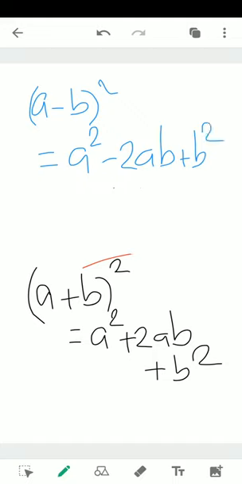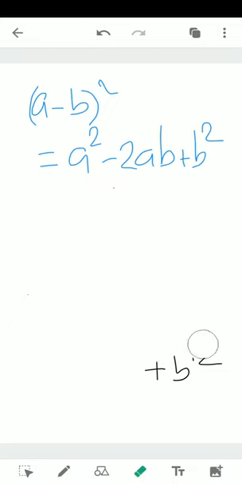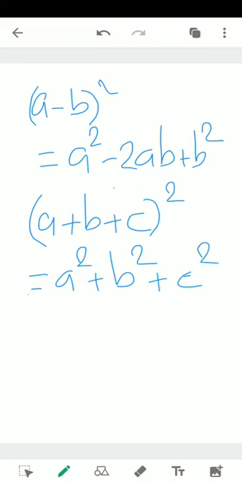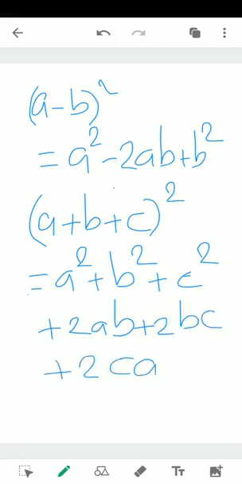So these are the two identities, and in addition to this I have two more identities. (a plus b plus c) whole square is nothing but a square plus b square plus c square plus 2ab plus 2bc and finally plus 2ca. So this is the formula for (a plus b plus c) whole square.